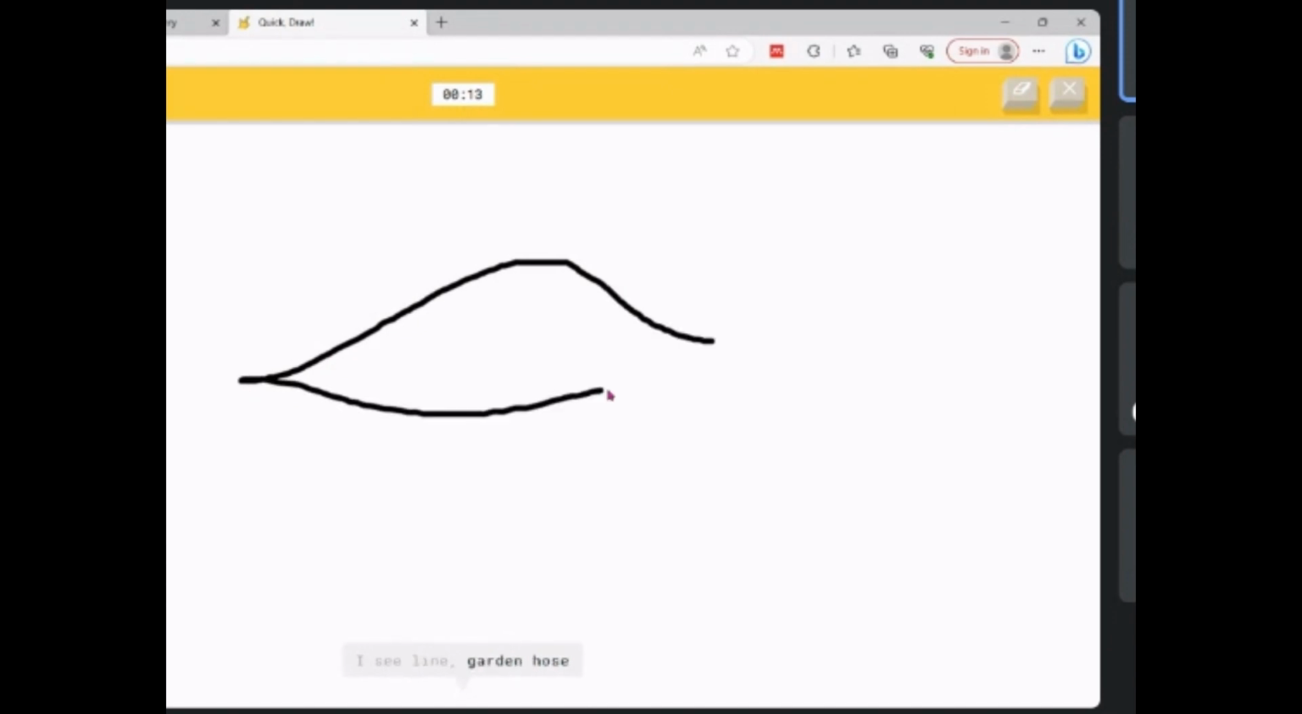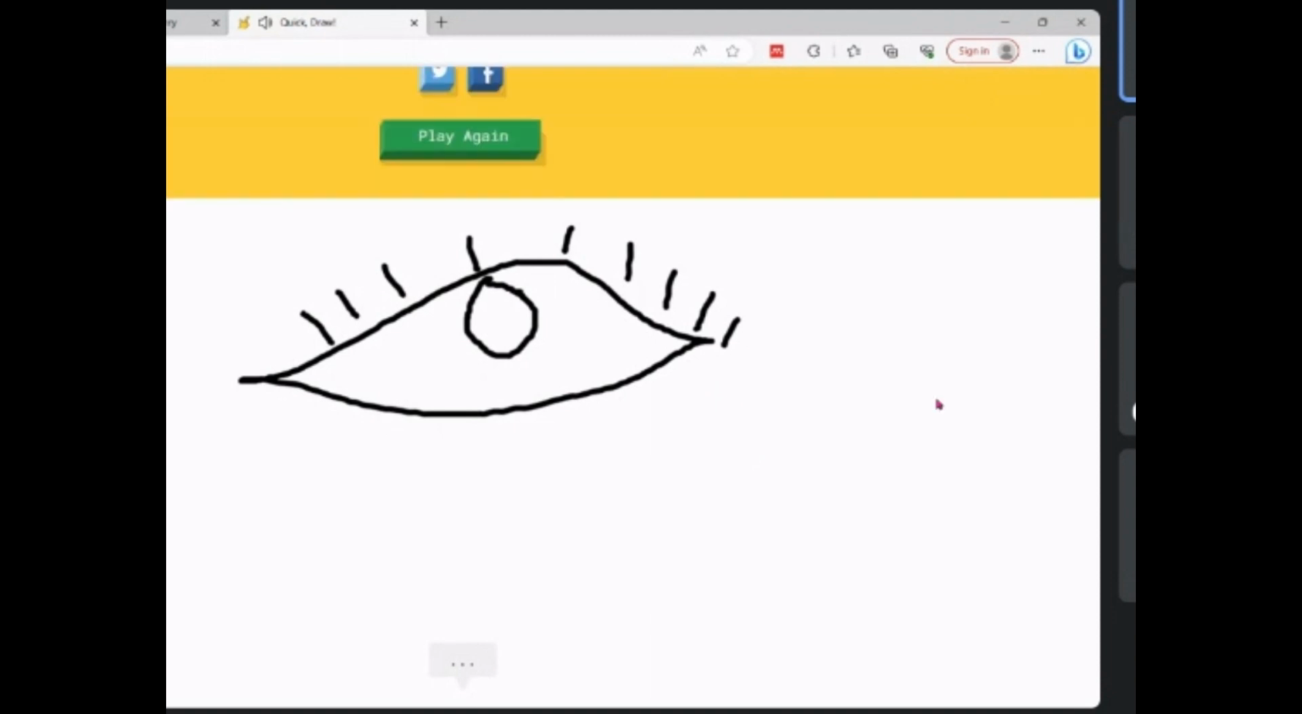All right. I see line, or garden hose, or river, or ocean. So it's going to create that. I see roller coaster. Let me see what that is. It is not sure about that prediction, right? So for any data scientist, it couldn't guess it.